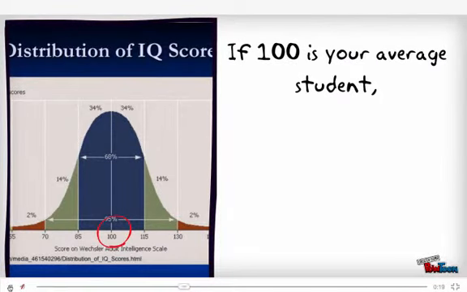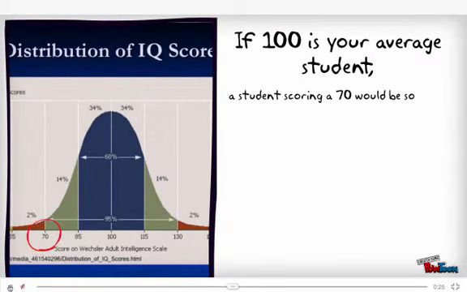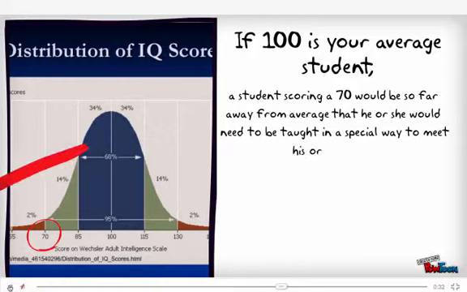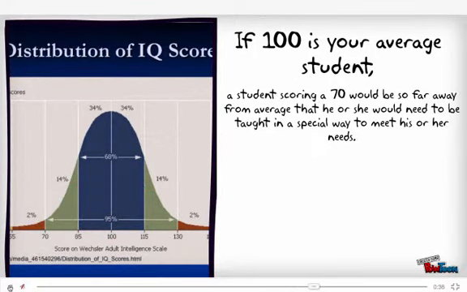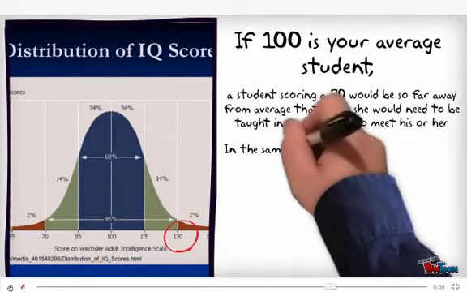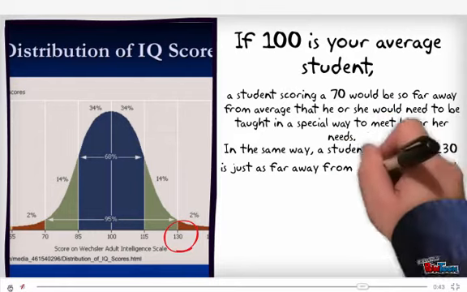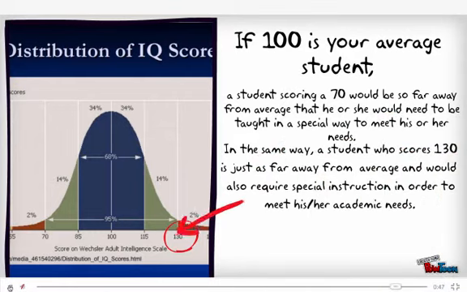If 100 is your average student, a student scoring a 70 would be so far away from average that he or she would need to be taught in a special way to meet his academic needs. In the same way, a student who scores 130 is just as far away from average and would also require instruction in order to meet his or her academic needs.